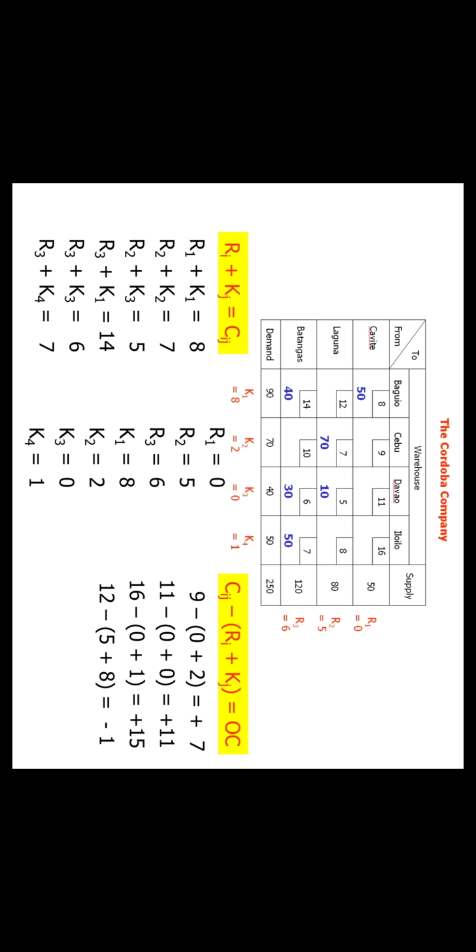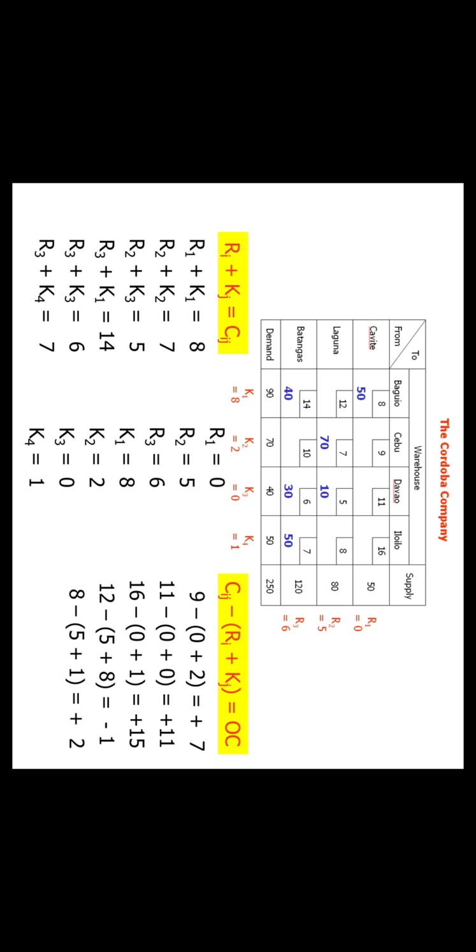Next is the unused cell with a cost of 8. Row position is still at row 2 where r sub 2 is equal to 5. Column position is at column 4 where k sub 4 is equal to 1. So you would have 8 minus the quantity 5 plus 1, or 8 minus 6 is positive 2.